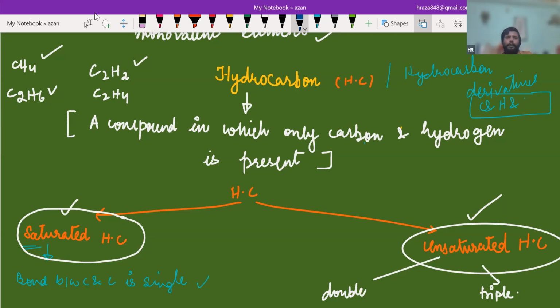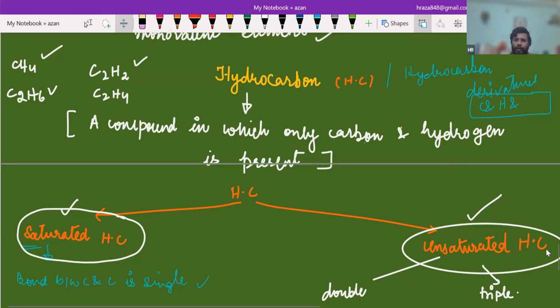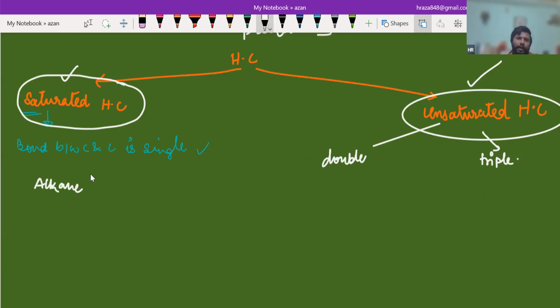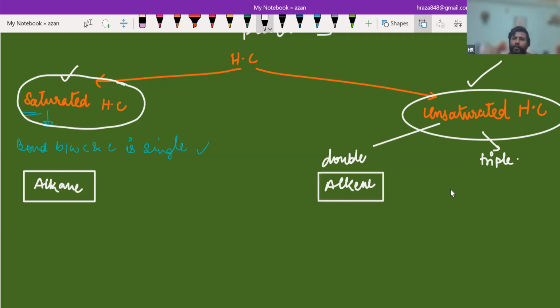Very good. Now see, if the bond between carbon-carbon is single, that is known as your alkane, that is saturated hydrocarbon. And unsaturated hydrocarbon is of two types. If the bond between carbon-carbon is double, that means alkene. And if the bond between carbon-carbon is triple, that means alkyne. Is that clear?